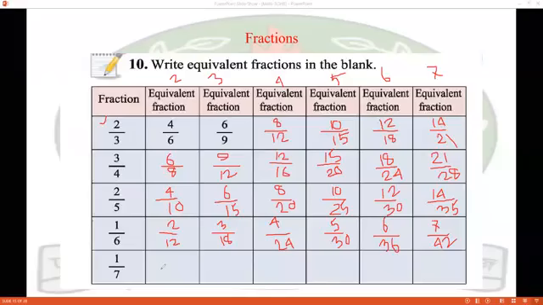Here we write 2 by 14. Here we write 3 by 21. Here we write 4 by 28. Here we write 5 by 35. Here we write 6 by 42. Here we write 7 by 49.